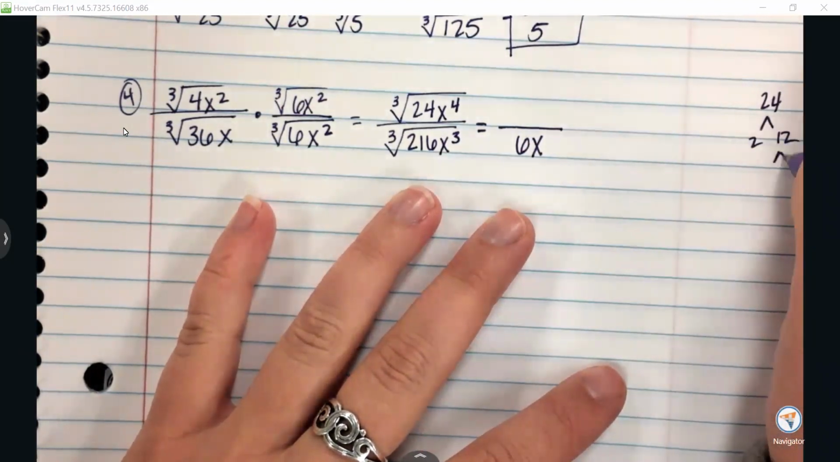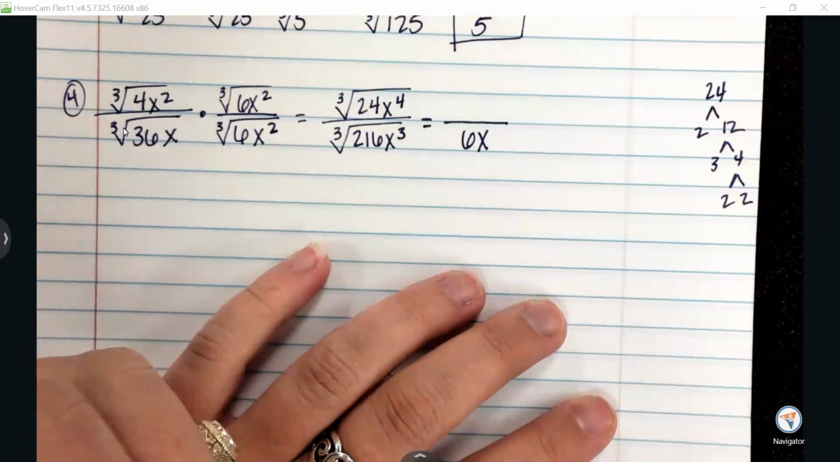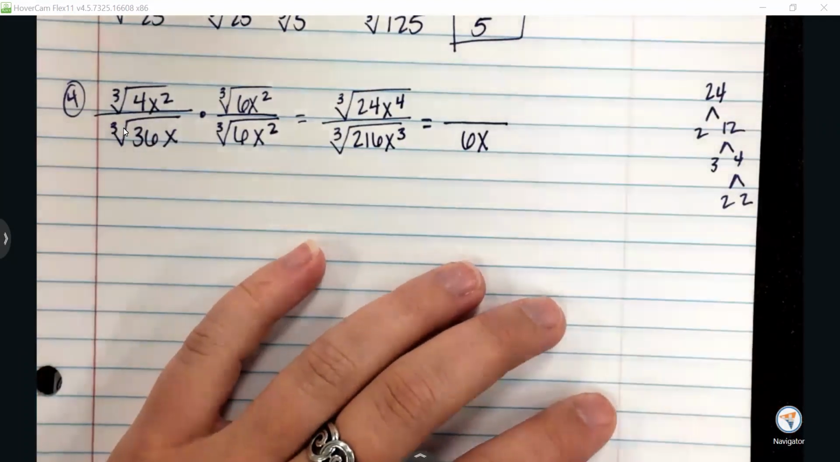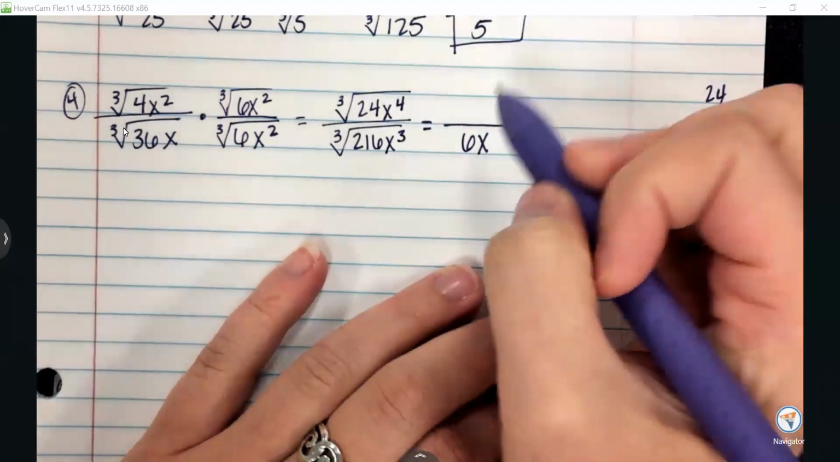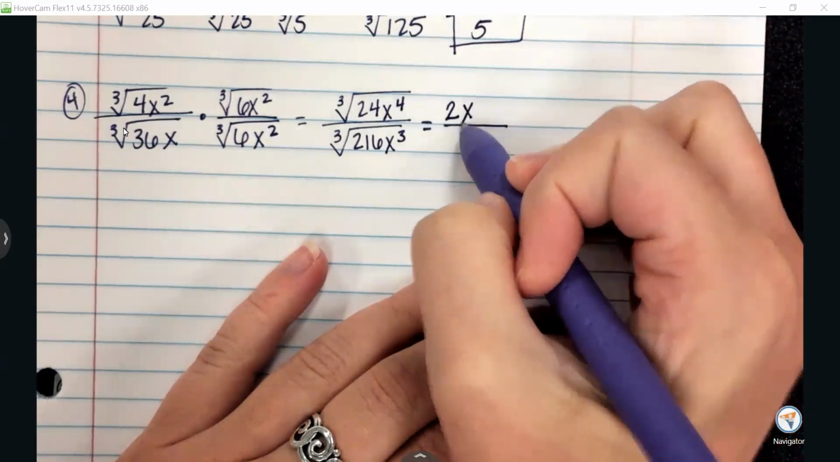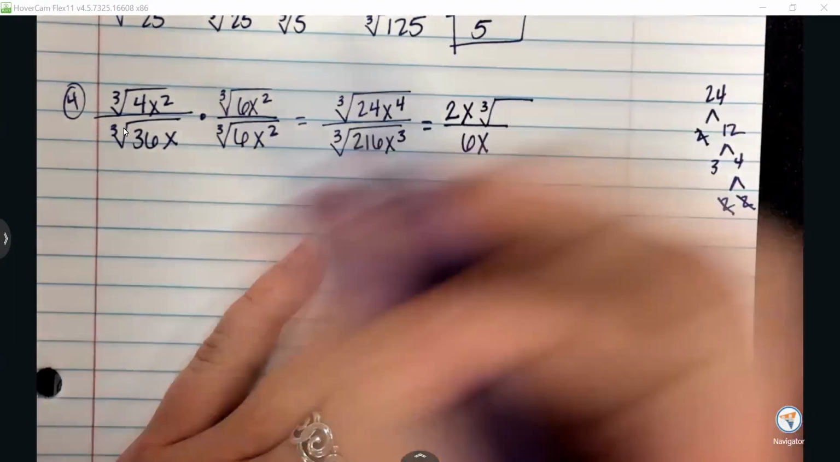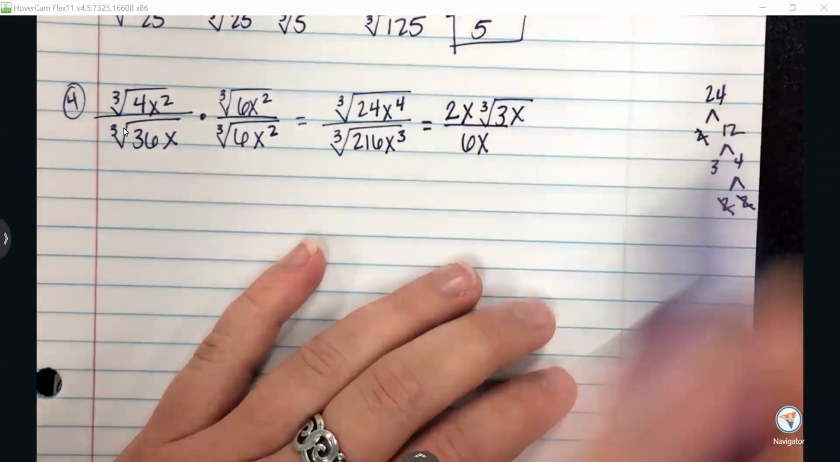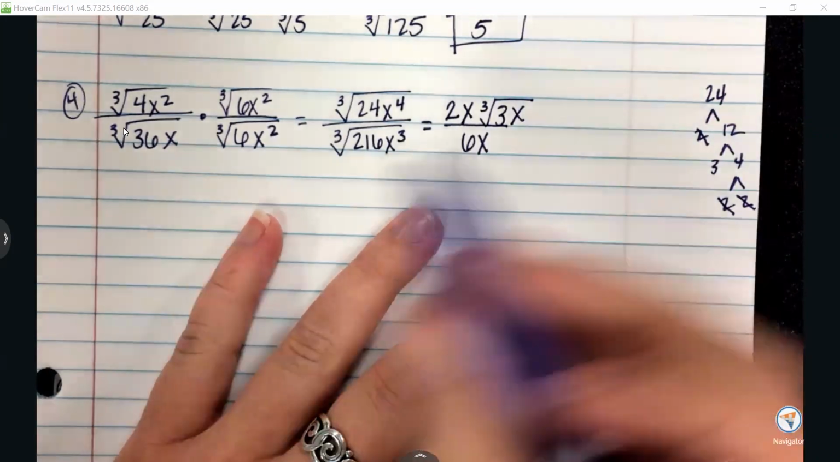2 and 12, 3 and 4, 2 and 2. Oopsies, here we go. What am I looking for? Groups of what? Groups of 3, so I can take my 2's out. So outside I will have a 2. I will also have an x. Cube root of what's still inside? 3x.